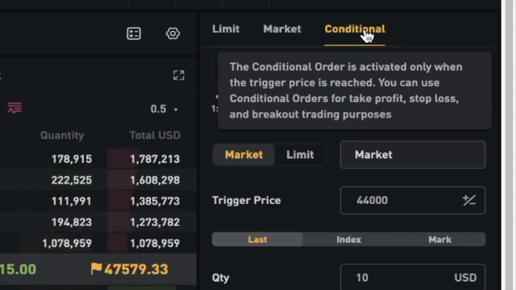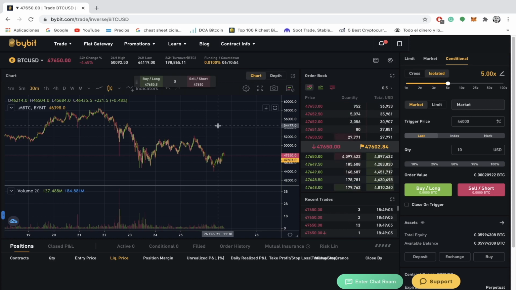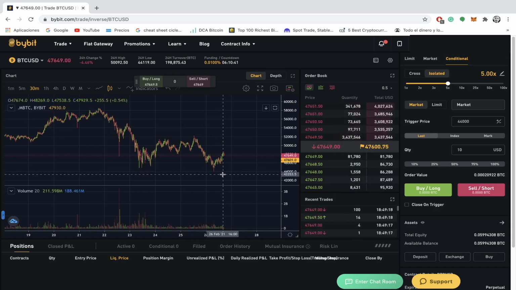The conditional order is activated only when the trigger price is reached. You can use conditional orders for take profit, stop loss, and breakout trading purposes. So say if there's a pattern on the chart and you want to trade the breakout to the upside or to the downside, and you might not be in front of the chart to trade it. So you want to leave a buy order at $54,000, for example, and a sell order at $44,000.